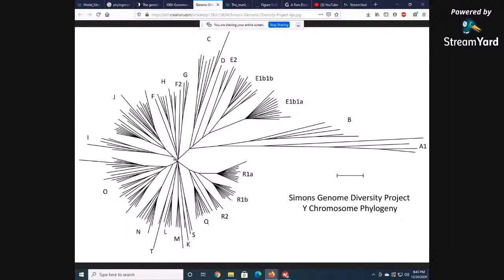And there seems to be a separation here between the Semitic population and the Abrahamic population, which would be the J's and the I's. The J's and I's, I'm pretty sure, are the Abrahamic population, which is basically their own tree.